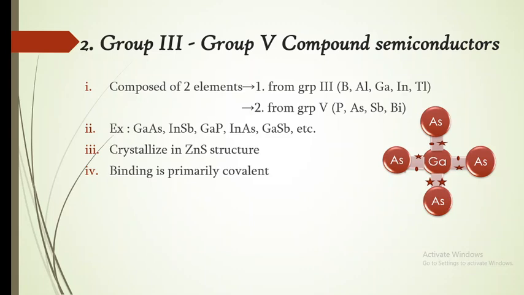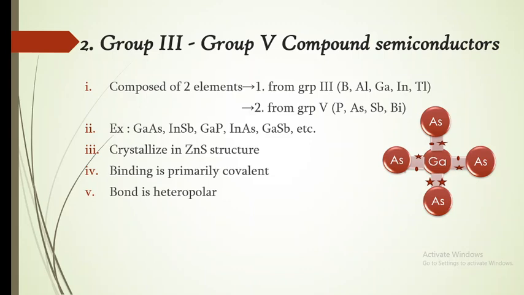That's why we say that the binding is primarily covalent, as there is no equal number of electrons involved in the sharing. Here 3 electrons are contributed by gallium and 5 electrons by arsenic. So there is not an equal contribution like in silicon, 4 plus 4. Here it is 3 plus 5. That's why we say it is primarily covalent.